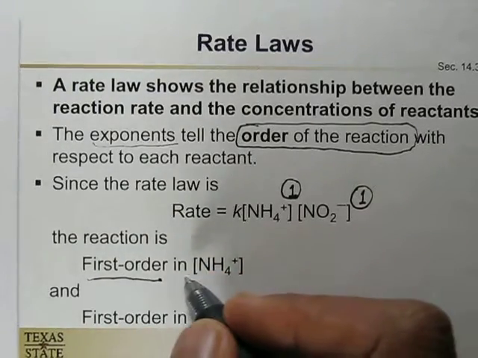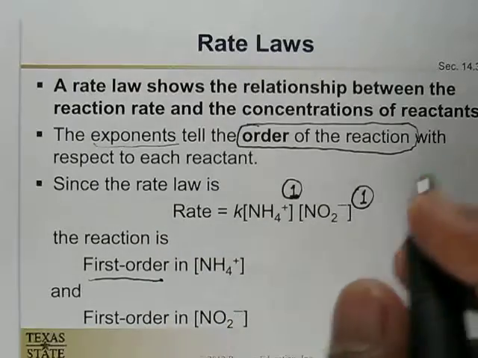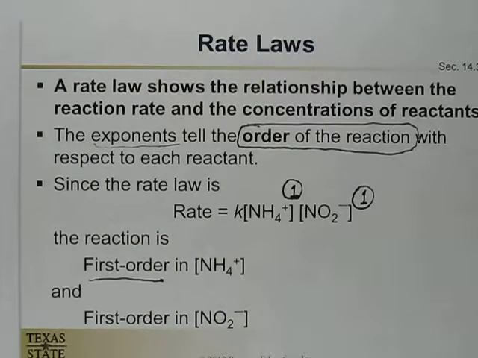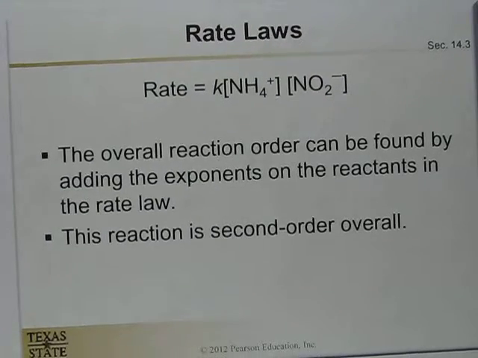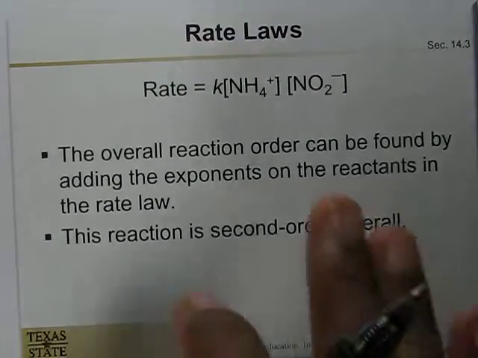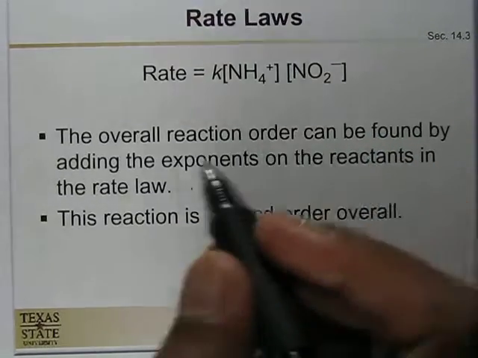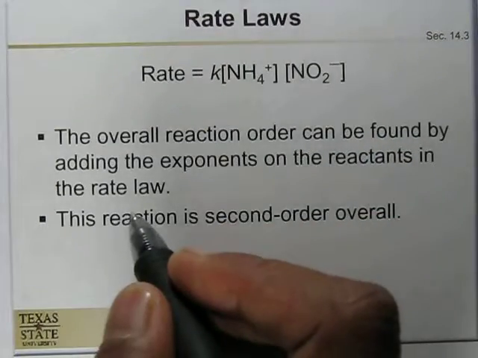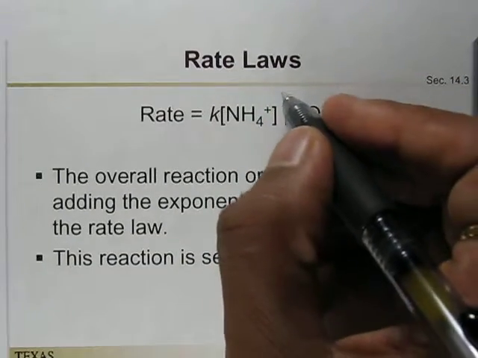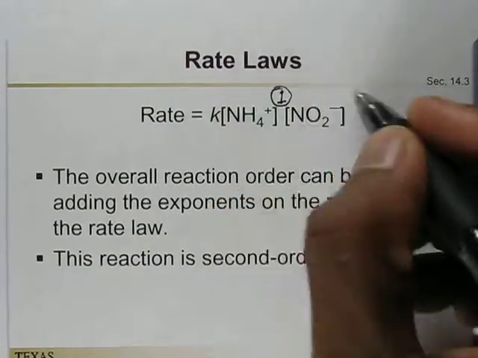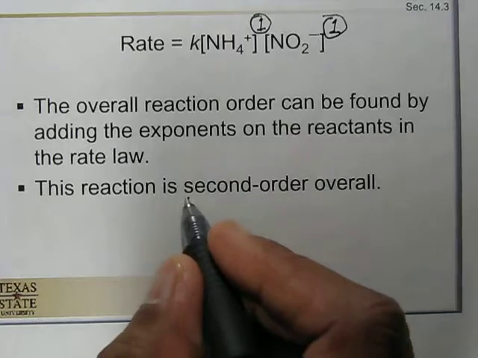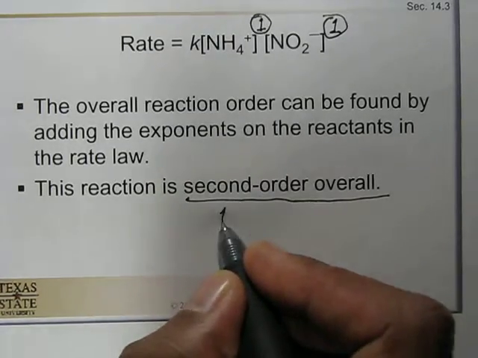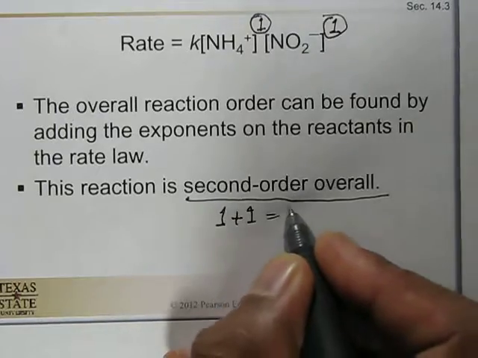So the reaction is first order in ammonium ion concentration and first order in nitrate ion concentration. So we can say from here that the overall reaction order can be found by adding the exponents of the reactants in the rate law. If you add these two reaction orders, first order for the ammonium ion and first order for the nitrate ion, the overall reaction order is 1 plus 1, 2, or second order reaction.